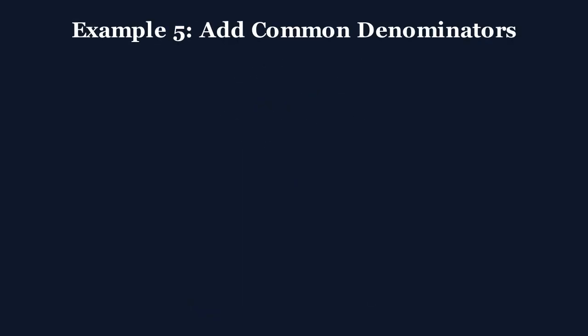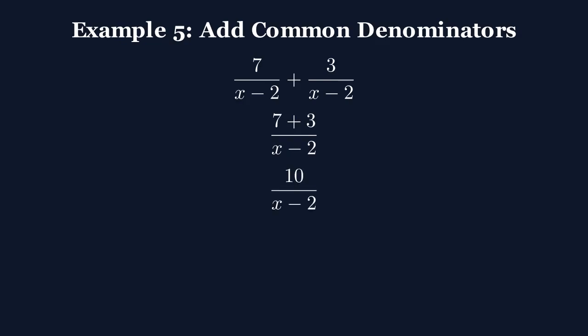Example 5. Add 7 over x minus 2 plus 3 over x minus 2. The denominators are already the same, so keep the denominator and add the numerators. 7 plus 3 is 10. The answer is 10 over x minus 2, with restriction x cannot equal 2.